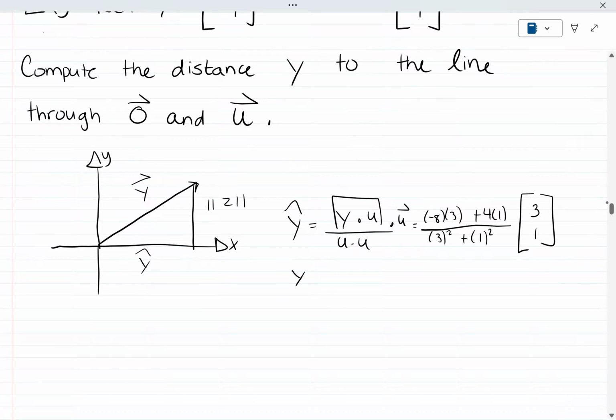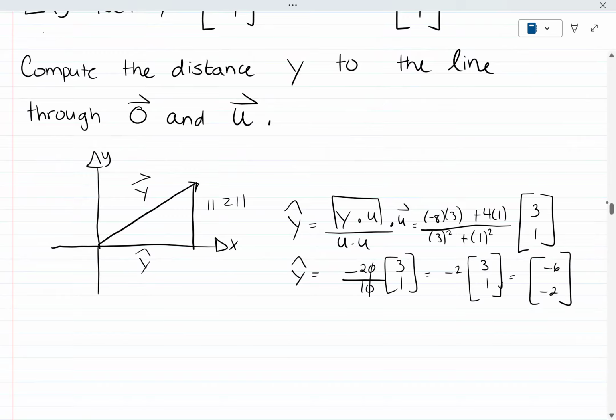Okay, so when you do the algebra, -8 times 3 plus 4 times 1 is -20. 3 squared plus 1 squared is 10. Times vector u, which is 3, 1. Let's see, -20 over 10, the 10 can be reduced. So it's really -2 times 3 and 1, which is -6, -2.